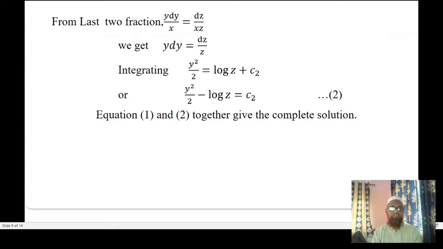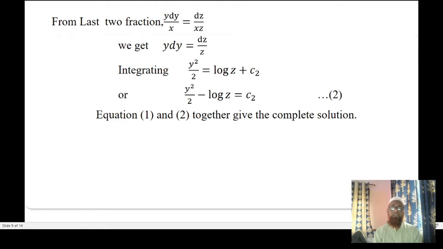From the last two fractions, y dy divided by x equal to dz by xz. So x cancels here, and y dy equal to dz by z, by variable separable. Integrating, y square by 2 equal to log z plus c2. So y square by 2 minus log z equal to c2, where c1 and c2 are integrating constants.